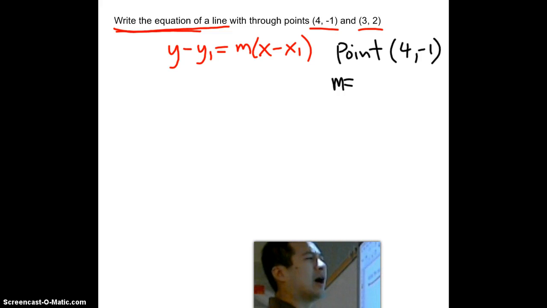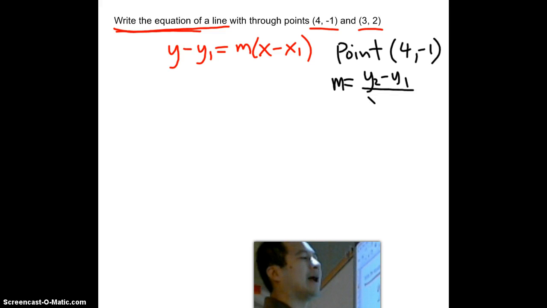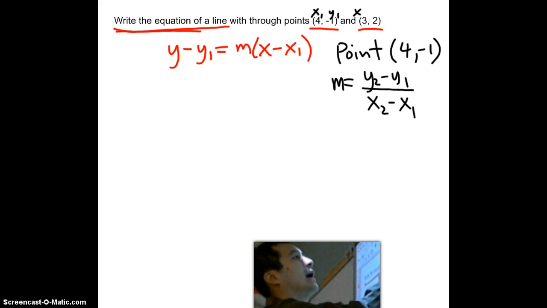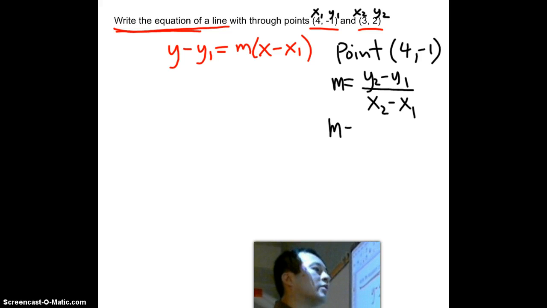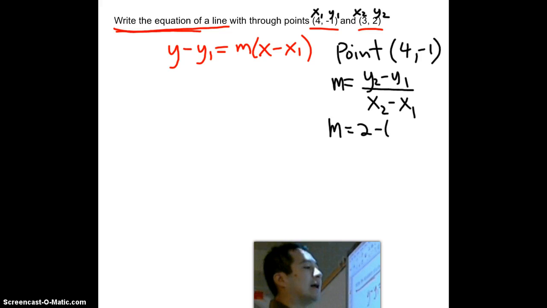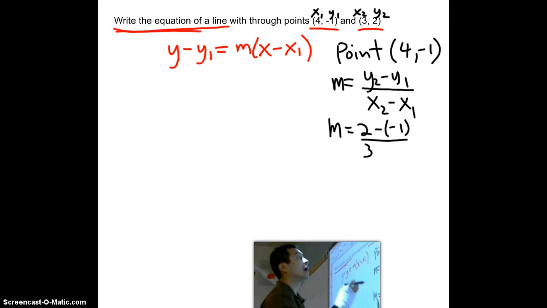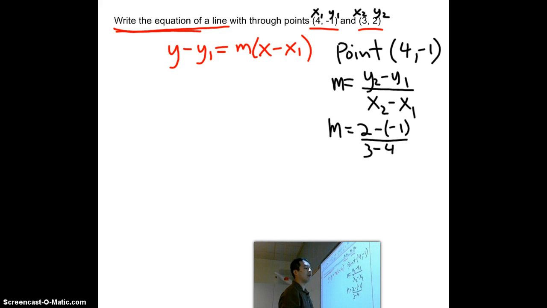I think it's like y2 minus y1 divided by x2 minus x1. Is that correct? Yes, it is. Good job, guys. So I just need 2 points. I got 2 points right there. I'm going to label them x1, y1, x2, y2. Plugging them in. M equals y2, which is 2, minus y1, which is a negative 1, divided by x2, which is 3, minus x1, which is 4.